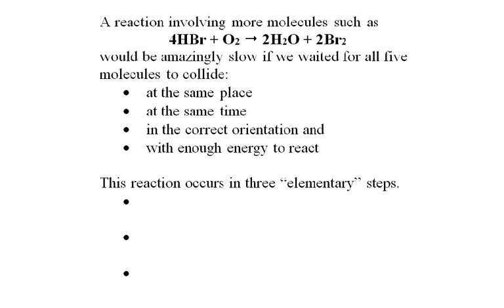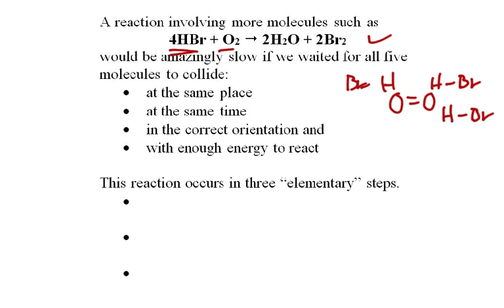Now let's look at another one, and this is fairly well understood. This is 4 HBr plus an O2 turn into 2 H2O and a Br2. Well, if we're talking about 5 particles, 4 of these and 1 of those, they have to collide into each other at the right place at the right time, with enough energy to react and the right orientation. The probability that that could actually happen is so small that the rate for this reaction would be incredibly, incredibly slow.